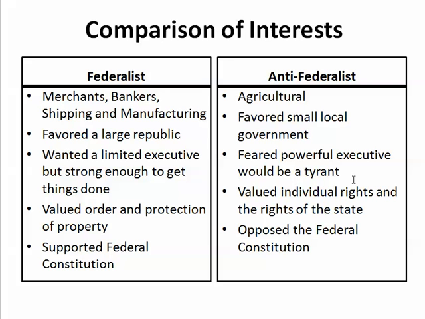They feared a powerful executive and they thought he'd be like King George III in Parliament. And they valued individual rights over the rights of the state. It's going to be the Anti-Federalists who say we need a Bill of Rights for this Constitution if we're going to accept it. And they're going to oppose a strong federal constitution.